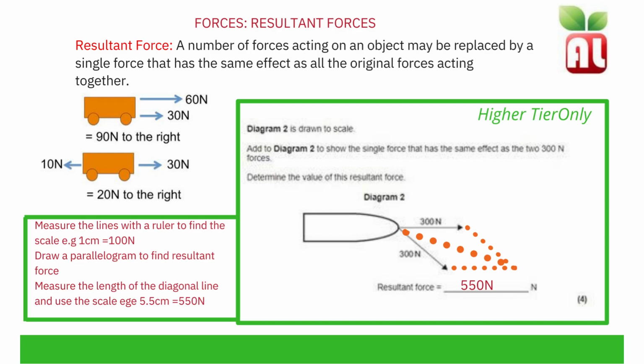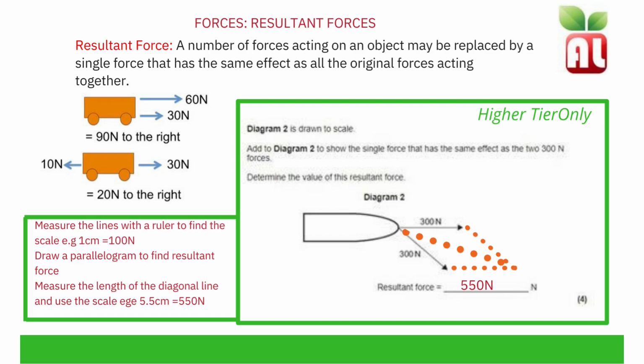Another example, if a car is being towed by a lorry and another car. If the lorry is pulling with a force of 60 newtons to the right and the car is pulling with a force of 30 newtons also to the right, the overall resultant force is 90 newtons to the right, as they are pulling in the same direction.